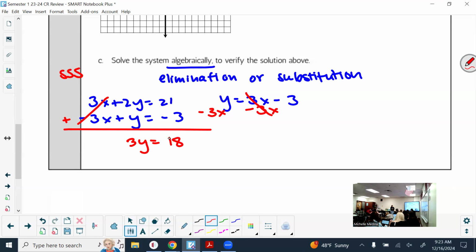A positive 18. Opposite of multiplying by 3 is dividing, and whatever you do on one side, do on the other. And y ends up equaling 6. It's not the same answer I got first hour, so I either did something wrong first hour or did something wrong right now, but it looks right to me. Yeah. y equals 6.